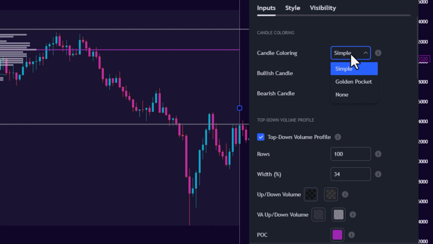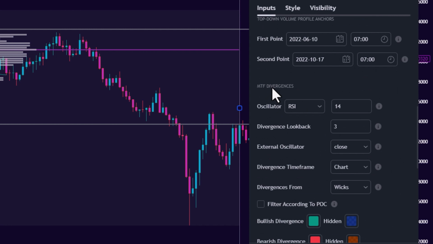Simple will color the candles based on the candle body, while Golden Pocket will color candles using a gradient based on the Golden Pocket rolling maximum minimum. MTF divergences. Oscillator. Determines the oscillator and its length used for divergence detection. Options include RSI, MFI, wave trend, and external.